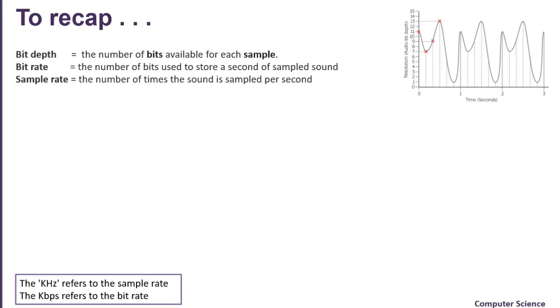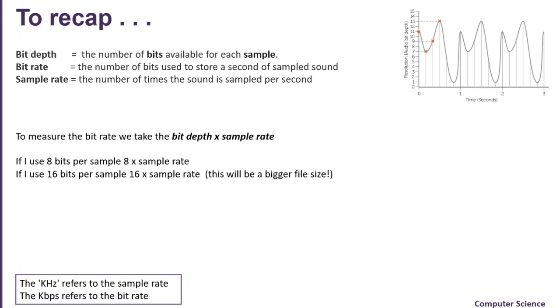Just to recap, the bit depth, number of bits available for each sample. The bit rate is the number of bits used to store a second of sampled sound. And sample rate, the number of times the sound is sampled per second. So to measure a bit rate, we take the bit depth times that by the sample rate.